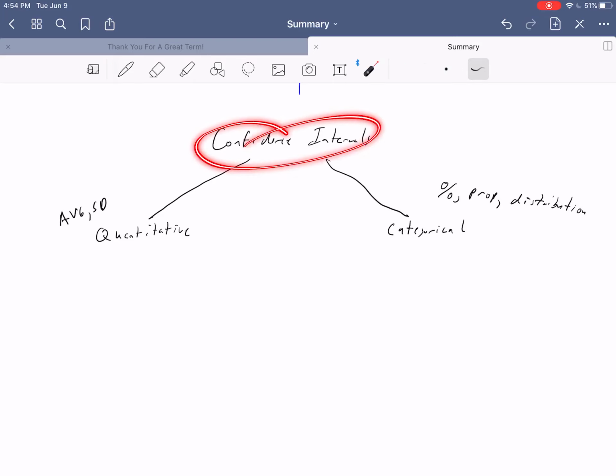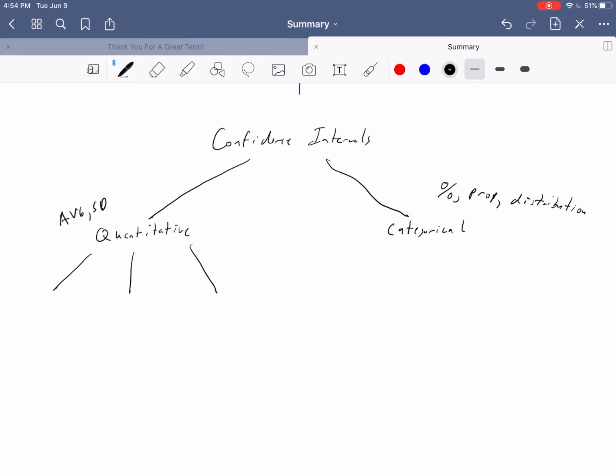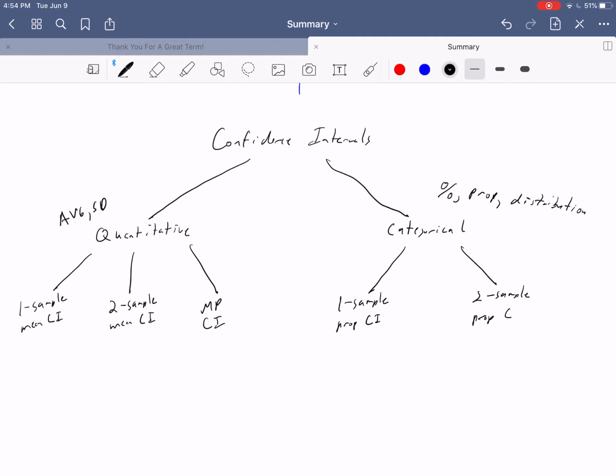What types of confidence intervals do we have for quantitative data? Well, we actually had 3 for quantitative. We had 1 sample mean confidence interval. We had a 2 sample mean confidence interval, and we had a matched pairs confidence interval. For categorical, we only had 2. We had a 1 sample proportion confidence interval, and we had a 2 sample proportion confidence interval.